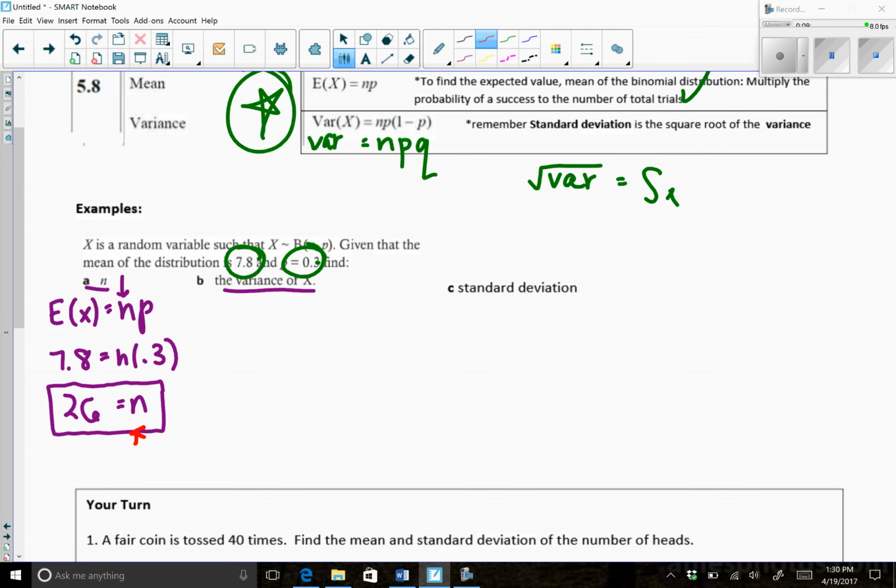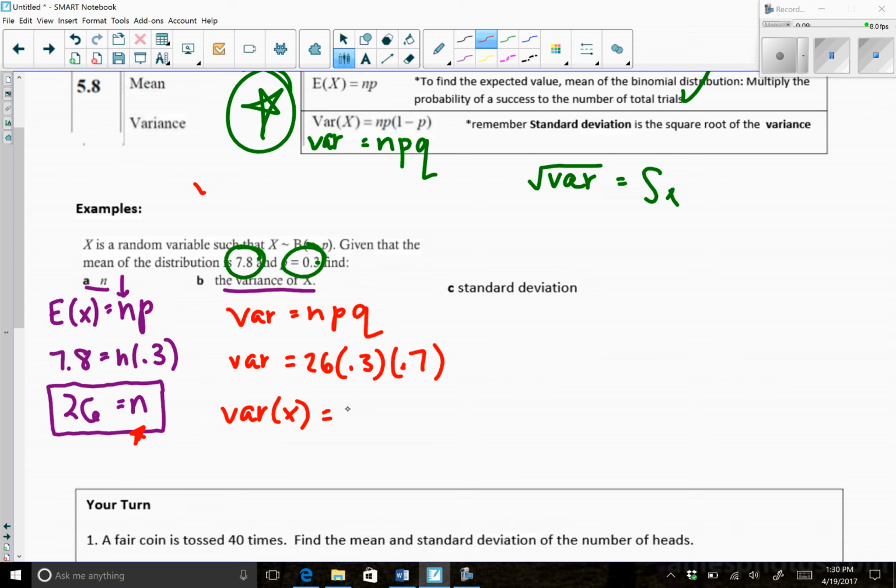That's going to go into my variance formula. Variance is equal to npq. So my variance here is equal to the n value I just found, 26, times the probability, 0.3, and the complement of the probability, 0.7. We type those into our calculator. We get the variance of x equals 5.46.